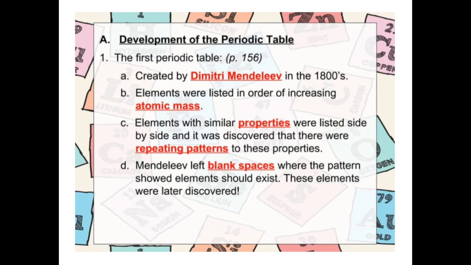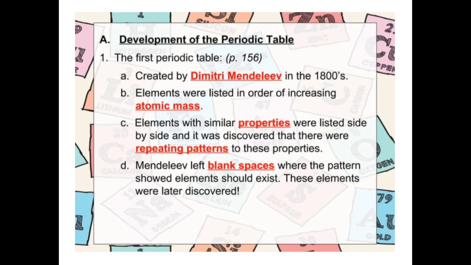Now, the first periodic table was created by Dmitry Mendeleev in the 1800s, and at this time, elements were arranged in order of increasing atomic mass. In the first periodic table, or classical periodic table, elements are arranged in order of increasing atomic mass. Atomic mass also means mass number. They were arranged based on mass number.